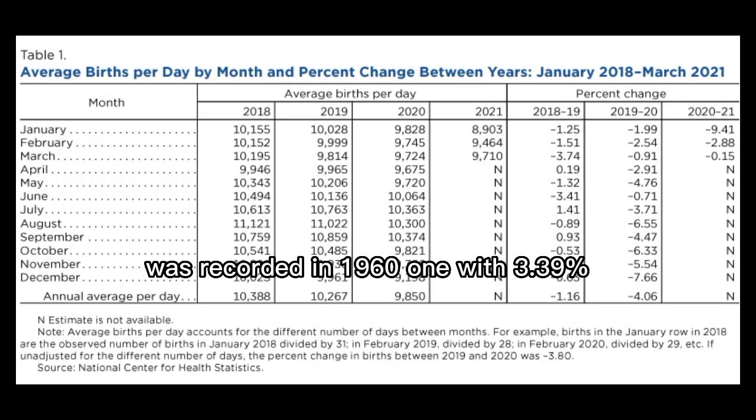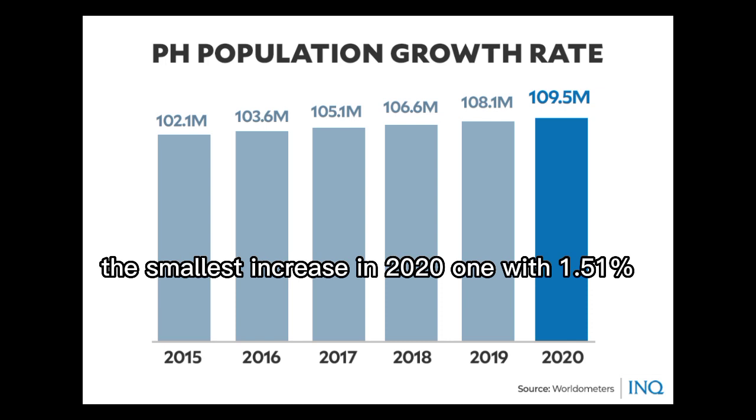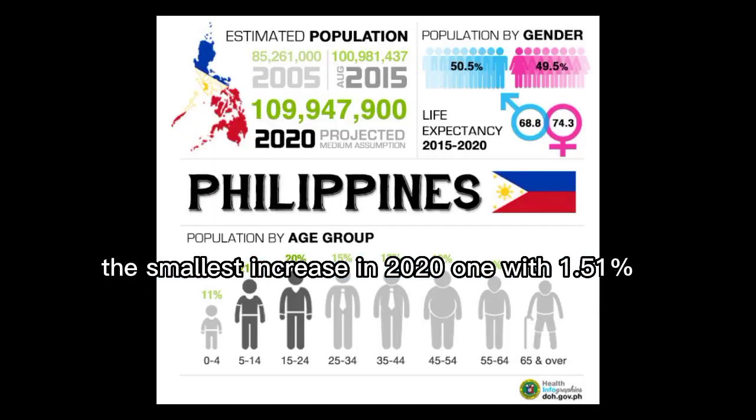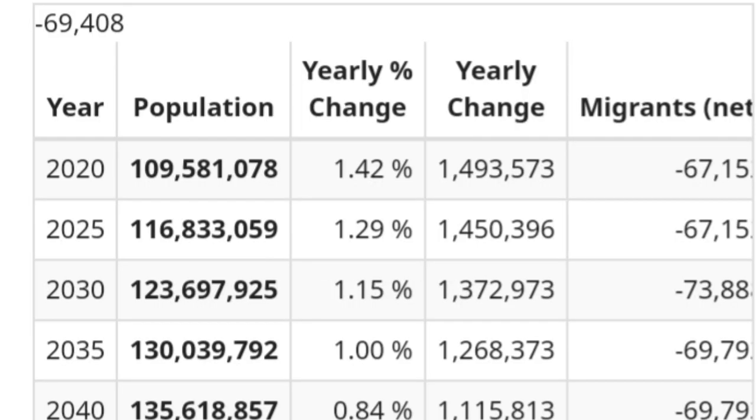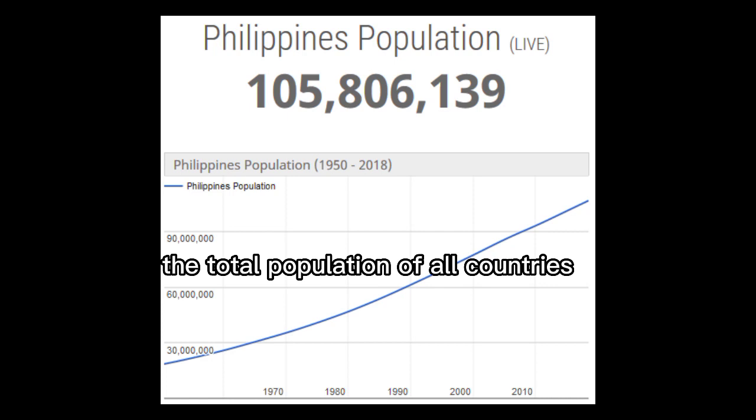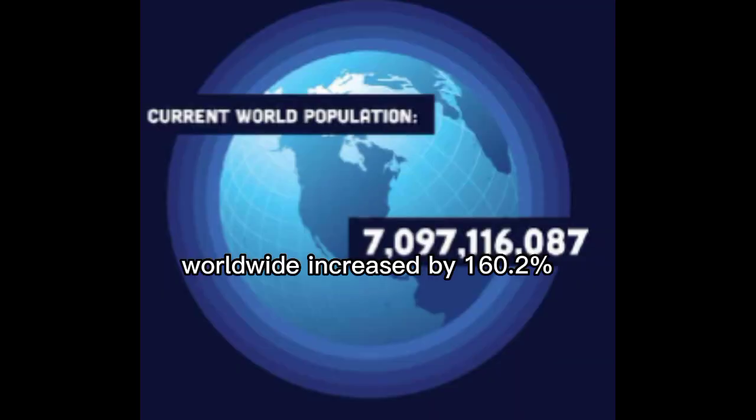The smallest increase was in 2021 with 1.51%. In the same period, the total population of all countries worldwide increased by 160.2%.